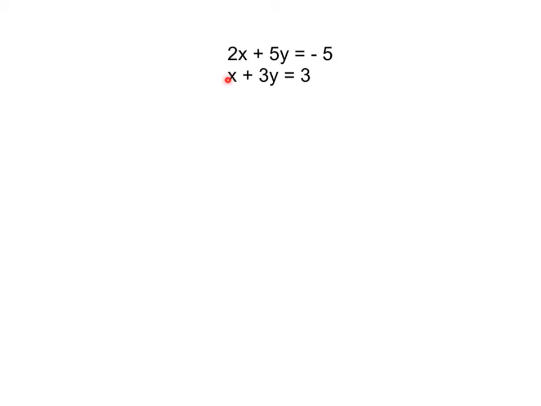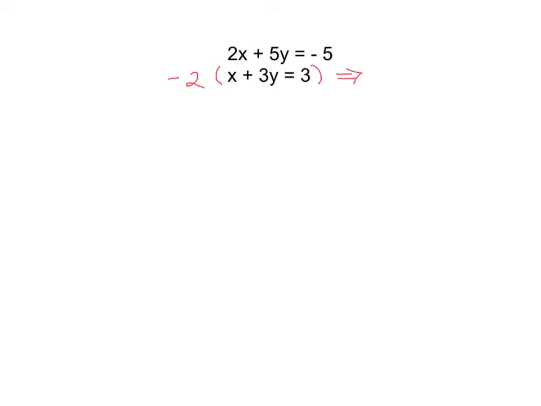So for example, if I'm looking at my x's, I've got a positive 2 in the top. I could get a negative 2 in the bottom. If I look at my y's, a 5 and a 3, I could make both of those 15. So I could multiply the top by 3 and the bottom by 5. It doesn't matter which one, x's or y's, that you choose. I'm going to go ahead and choose x's just because I would be multiplying just the bottom of the equation. So if the top is a positive 2, I'm going to want to multiply the bottom by a negative 2, and that's going to force a negative 2 in front of that x. And once that negative 2 is forced in front of that x, we're going to be able to eliminate.